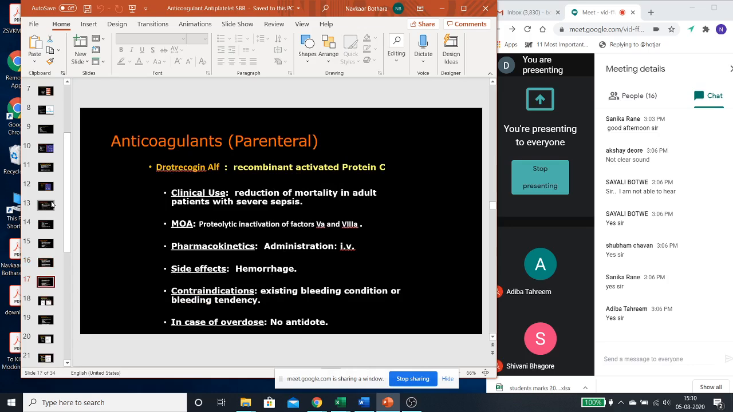Then next in that class is drotrecogin alfa. It is a recombinant activated protein C. It causes reduction in mortality in adult patients with severe sepsis. The mode of action is proteolytic inactivation of factor 5A and factor 8A. This is also administered intravenously. As I told you earlier, a very common side effect is hemorrhage.